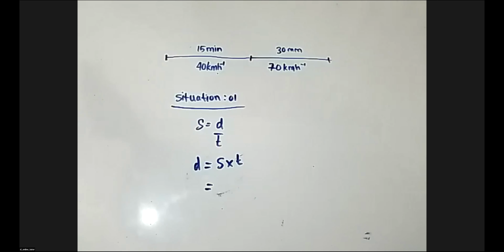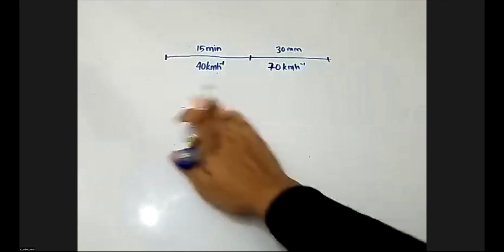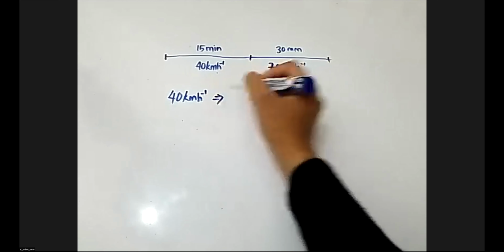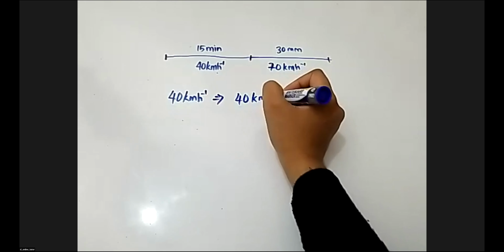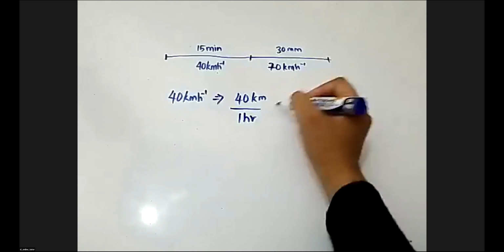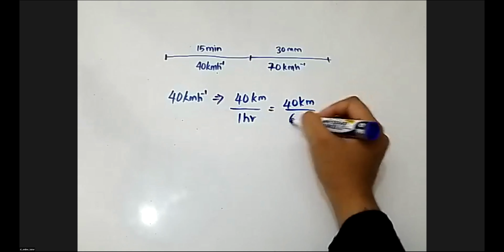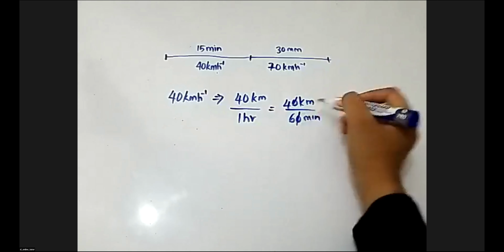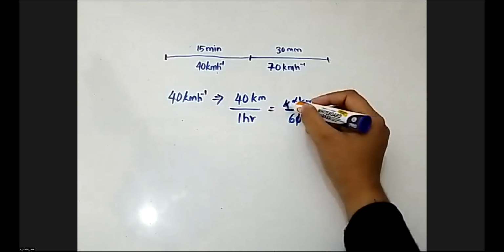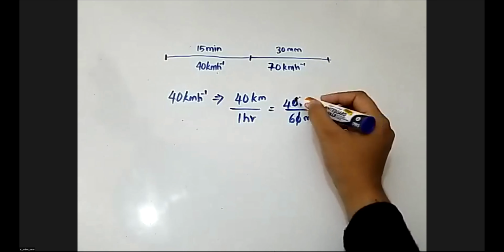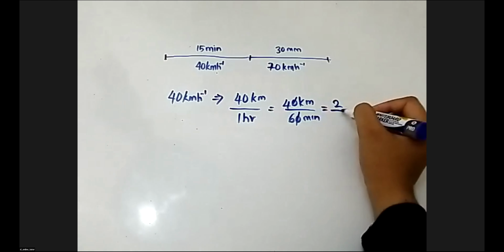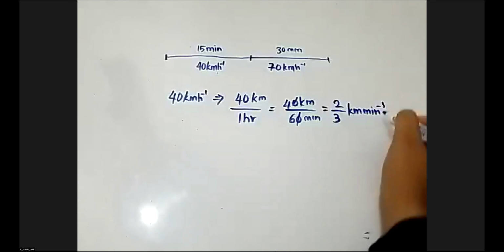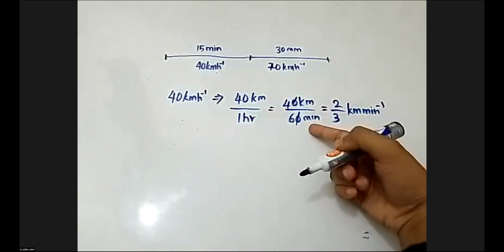40 kilometers per hour. Okay, let me take another explanation here. 40 kilometers per hour means 40 kilometers for 1 hour. 1 hour means in minutes you can write 60 minutes. Hours you can convert to minutes. Now you are getting how many kilometers per minute? 40/60, that is 2/3 kilometers per minute. I have converted to minutes now. If not, I can't do this question, right?